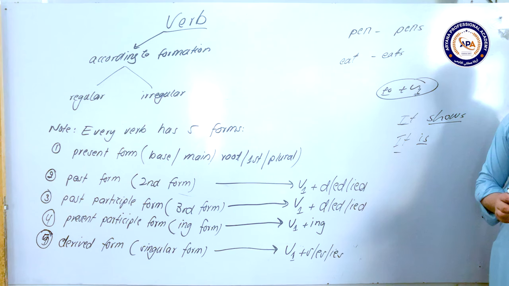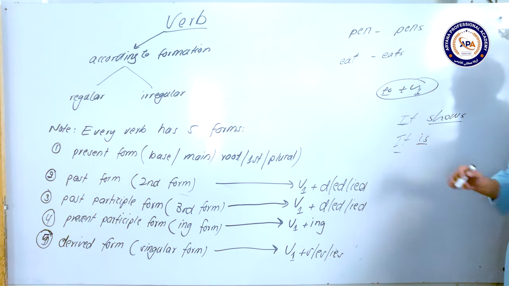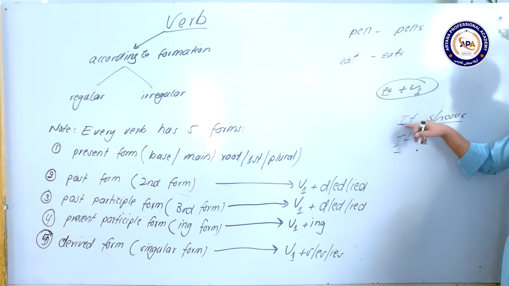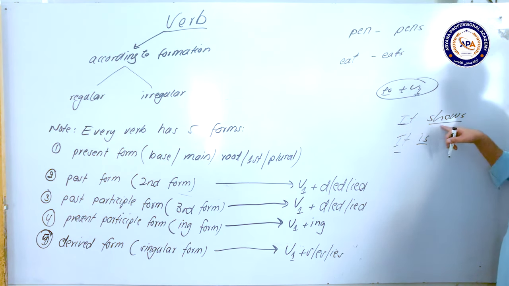Shows, not show. Oh, wrong show. What is wrong? The structure: when it is present simple tense and the subject is singular, the verb is shows, not show. When we come to plural, then it shows.